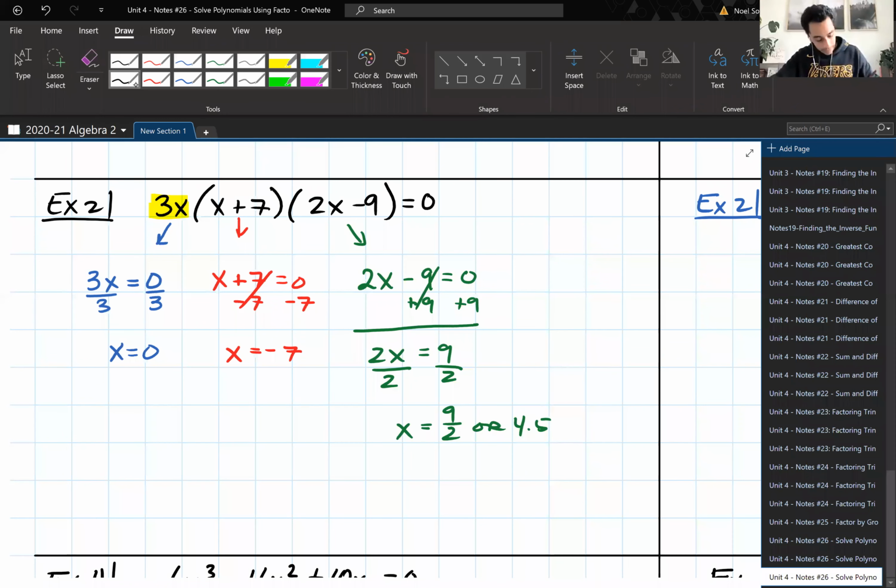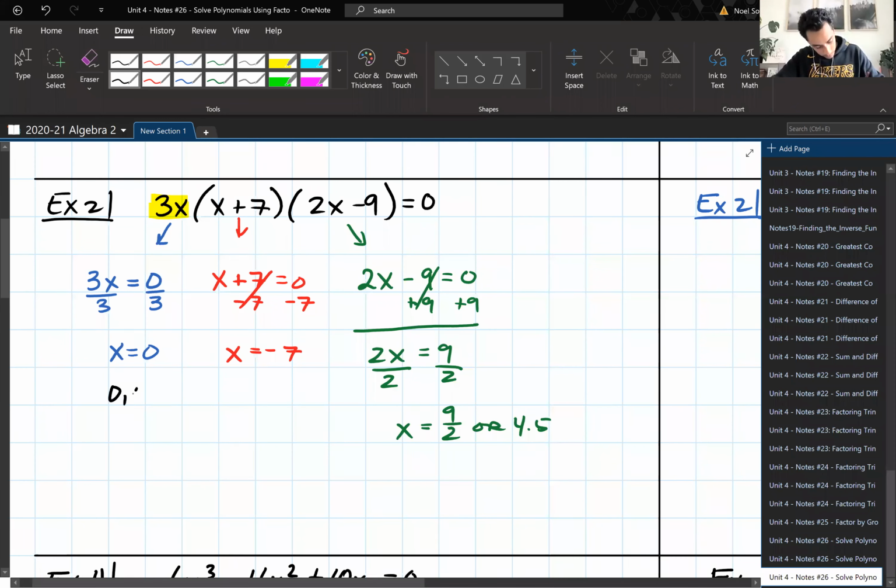So if we write them all as x-intercepts, well, the first one would be (0, 0). The next would be (-7, 0). And the last intercept would be (9/2, 0). Right, so these are all my x-intercepts.